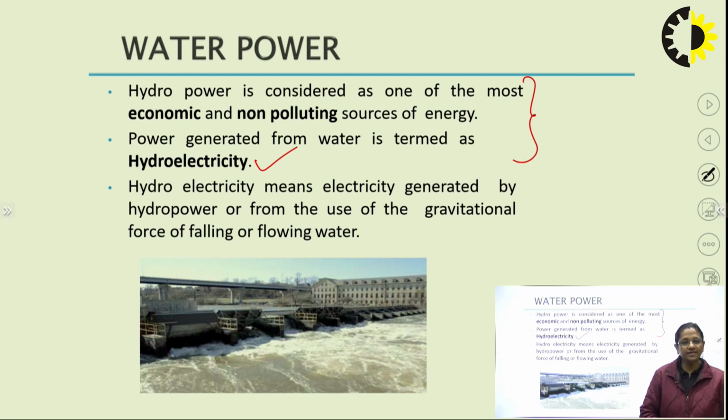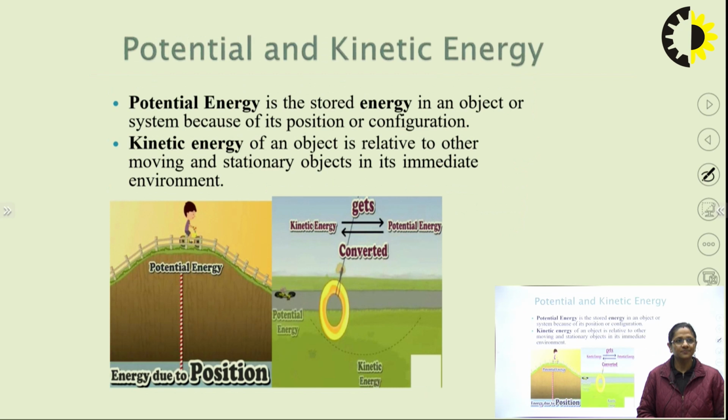In fact, tidal power is also a form of the water power, but the system is different. Hydroelectricity means electricity which is generated by hydropower or from the use of the gravitational force of falling or of the flowing water. The potential and kinetic energy are the two energies which are involved while converting the hydropower to the electrical power.